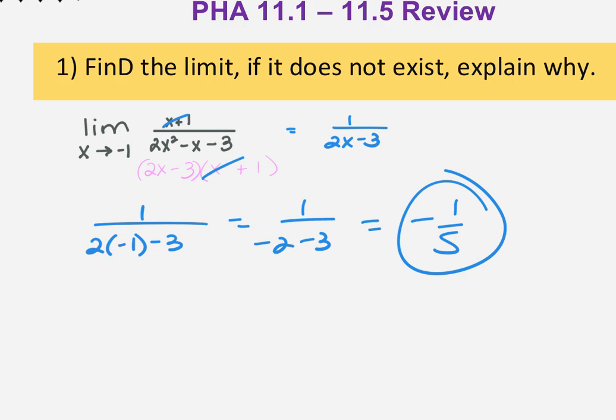All right, this one, I had a factor at the bottom. The x plus 1's cancel, and then plug the -1 in, and you get -1/5. Number 2.